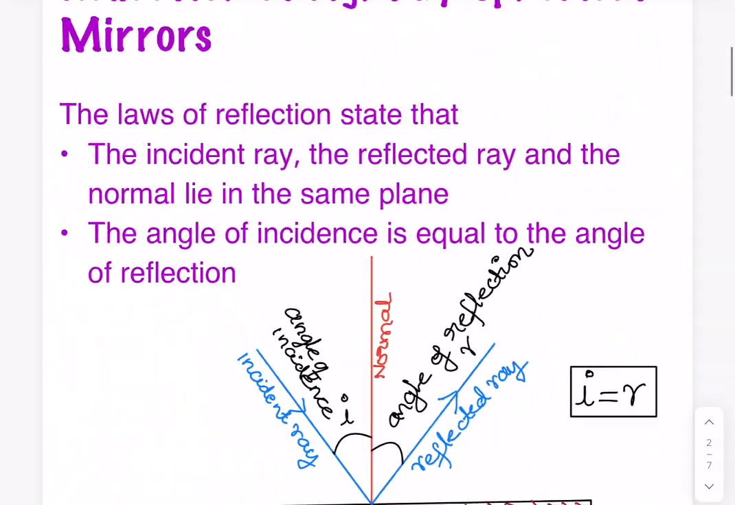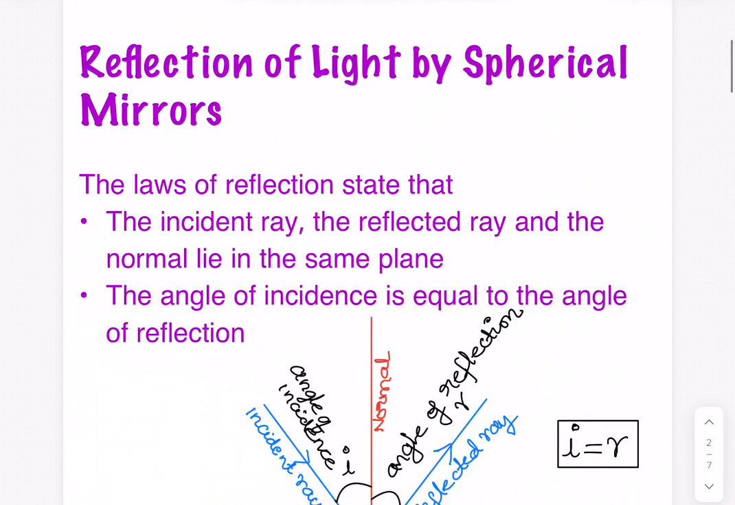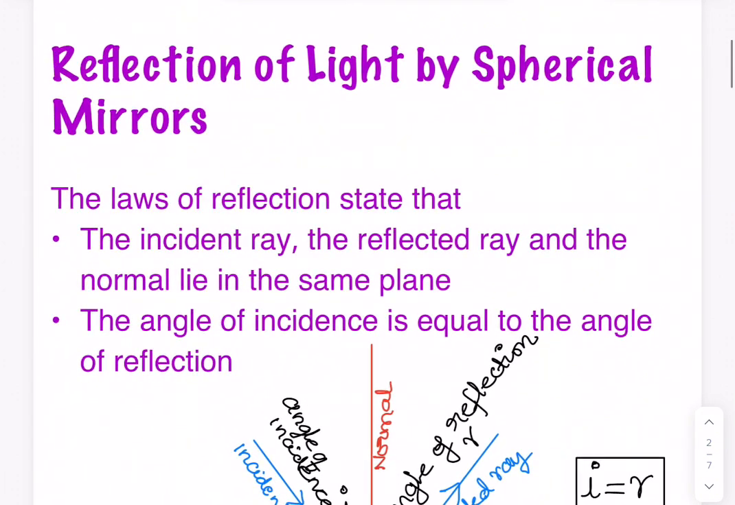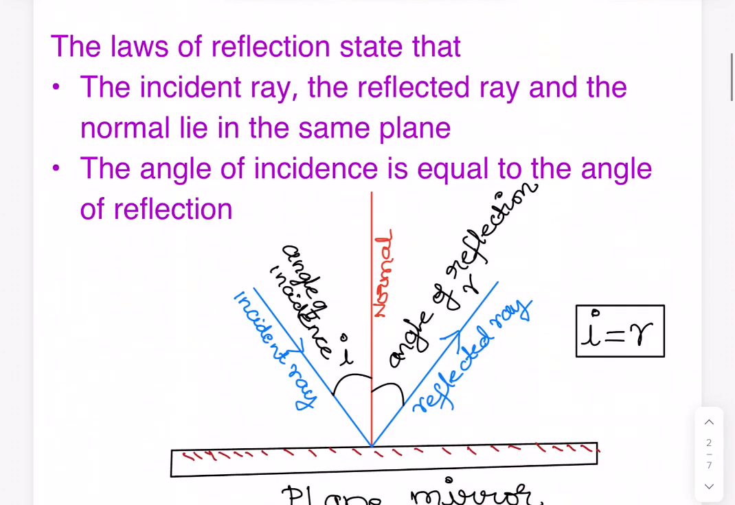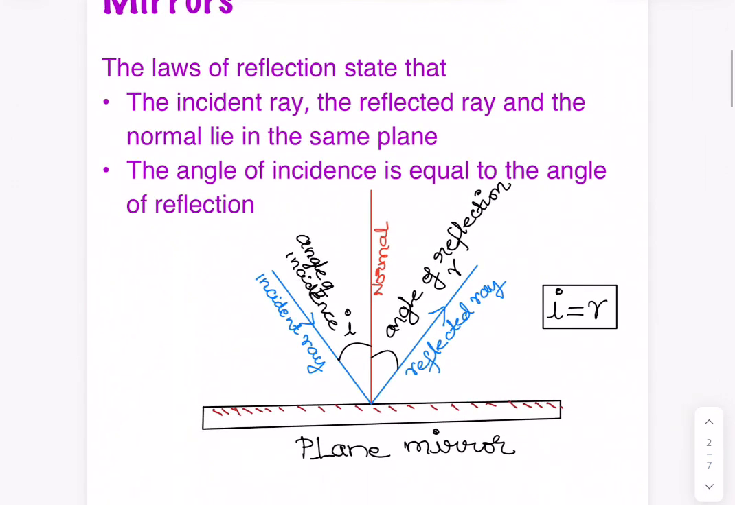What do you mean by reflection of light? Actually, we are supposed to learn the reflection of light by spherical mirrors, but already in your lower classes you might have learned about reflection of light by plane surfaces. And there you might have studied a few laws regarding reflection. What are the laws of reflection? There are 2 laws of reflection.